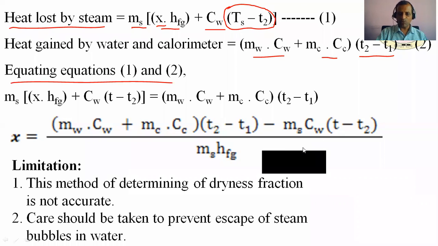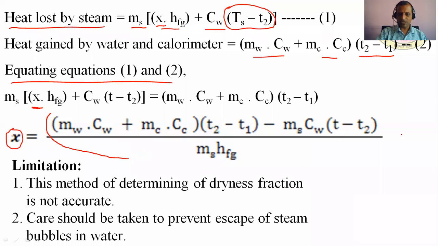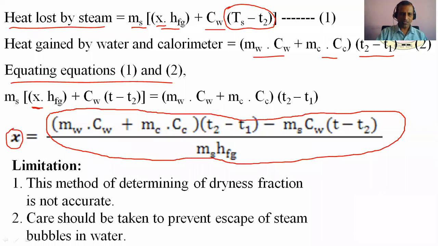If you equate both, then what happens in that case? Then you will get X. X is the unknown here. So if you keep X on the left hand side, and bring all the terms to the right hand side, then this equation becomes this. So this is the formula to find out the dryness fraction of the steam experimentally. So experimentally you can calculate dryness fraction. These all the values on the right hand side are known values. So from this you can find out the dryness fraction.